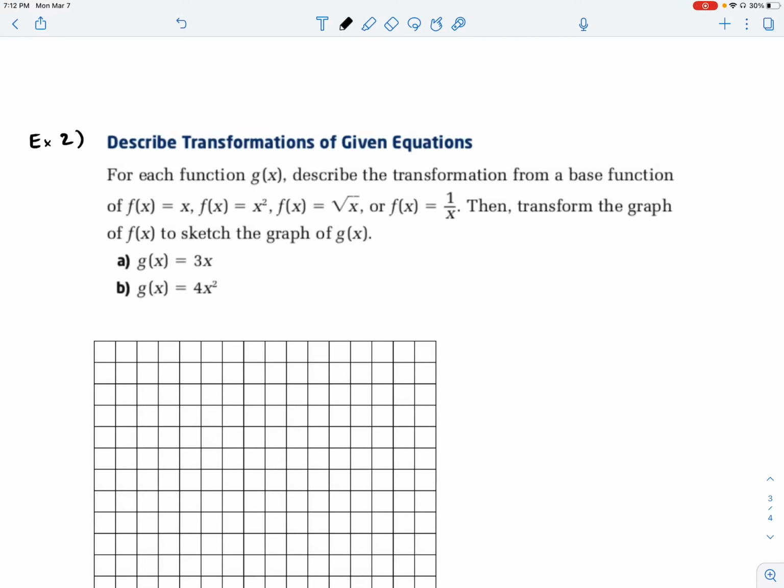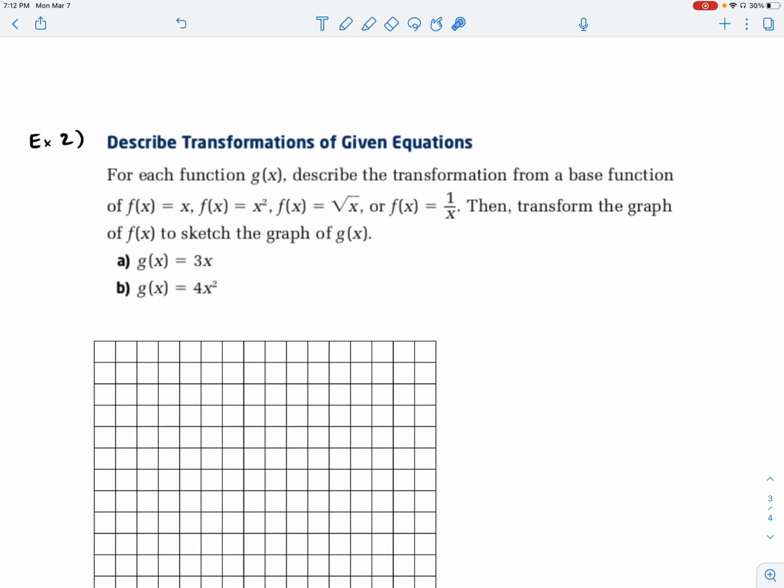Hi, welcome back to example 2 and 2.5, stretches of functions. In this example, we are to take each function, g of x, and describe the transformation from a base function, f of x. So those are our options for base functions. Then transform the graph of f of x to sketch the graph of g of x.